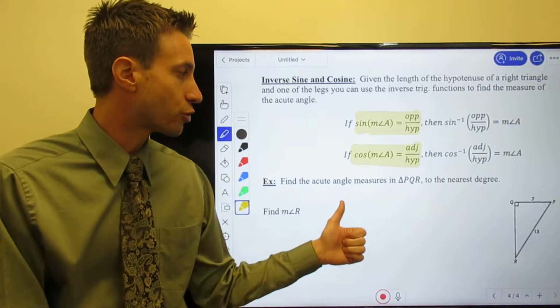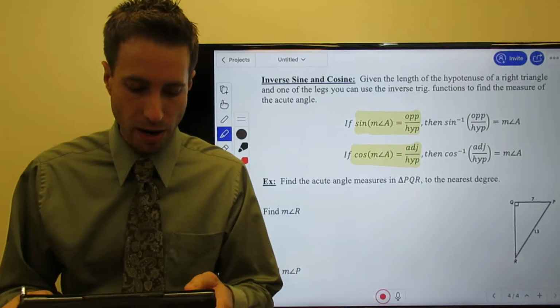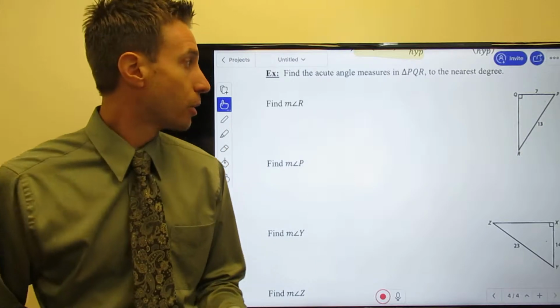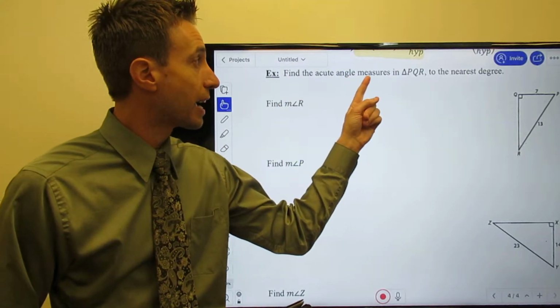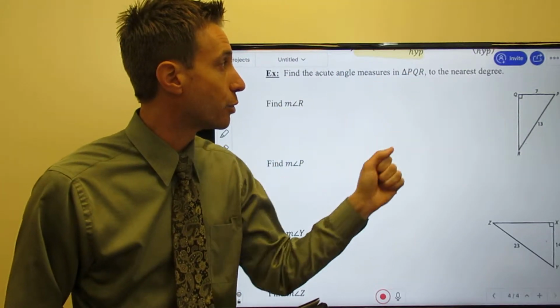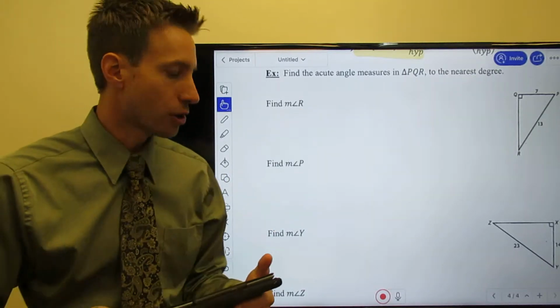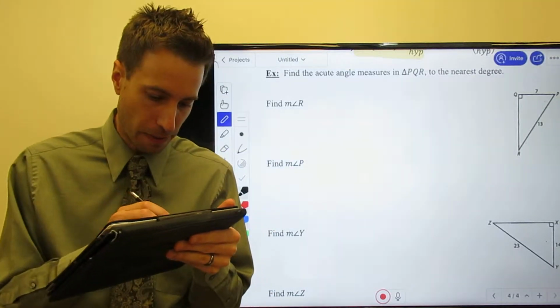So here we go. Let's try a couple of these. Let's find the measure of the angle. I want you to find the acute angle measures in the triangle PQR to the nearest degree. Here we go. Find the measure of angle R. All right, up first.